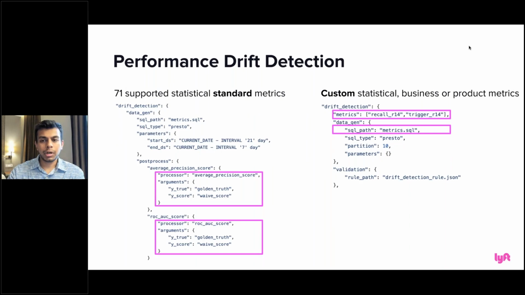To show you a deeper dive into how this works, we have these configurations that a user would have to put in our performance drift detection workflows repository. A user can specify 71 supported statistical metrics. These are the sklearn metrics. They could just say in their query, this is the true column and this is the predicted column, and then specify which processor they want to use, and then we would run all of that post processing to get the metrics.